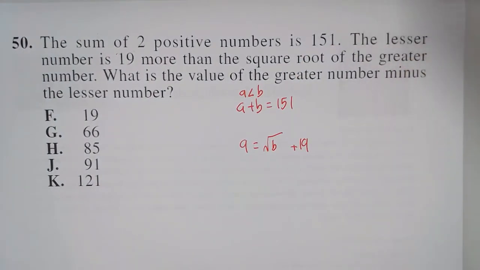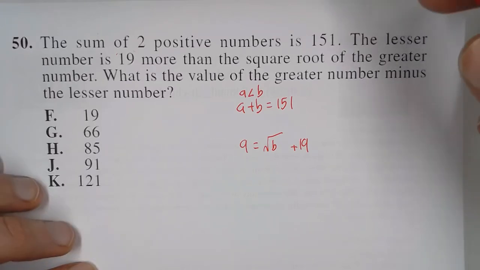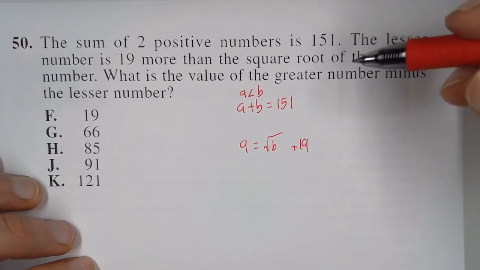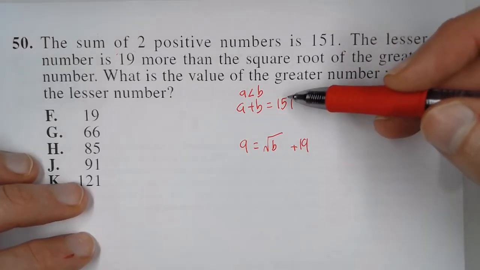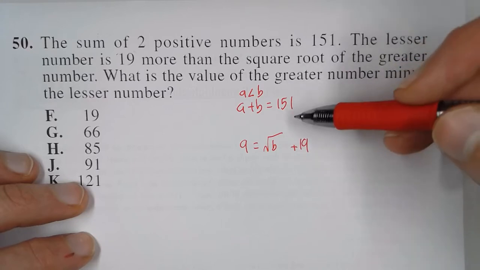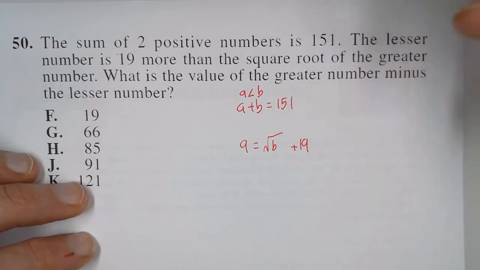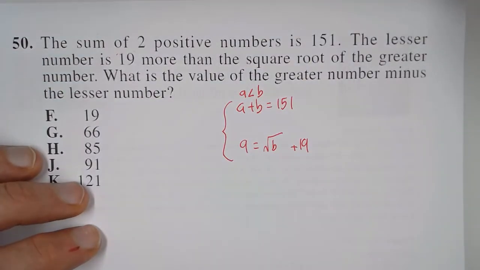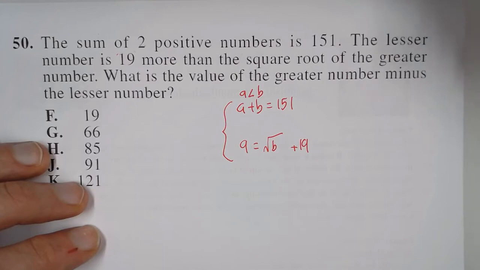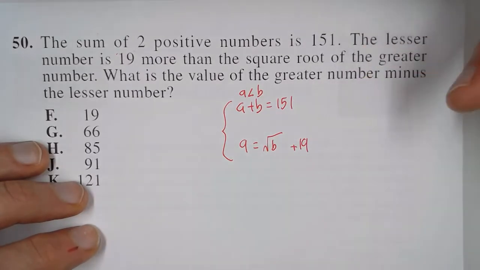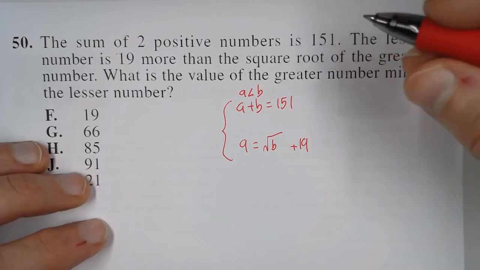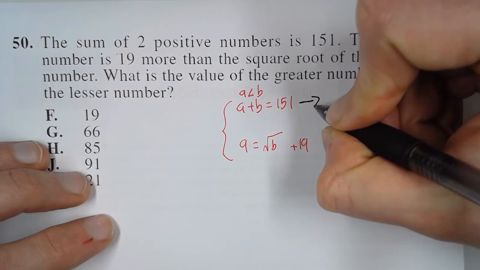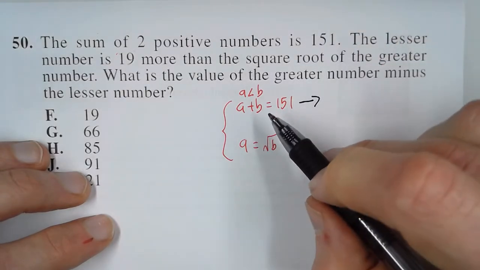All right. So the question is, what is the value of the greater number minus the lesser number? Now what we have here is two equations and two variables. And so we've got a system of equations that we can solve. So what we have to do is get one equation with one variable. And so what we can do is take this equation up here and say, I want to get b by itself.